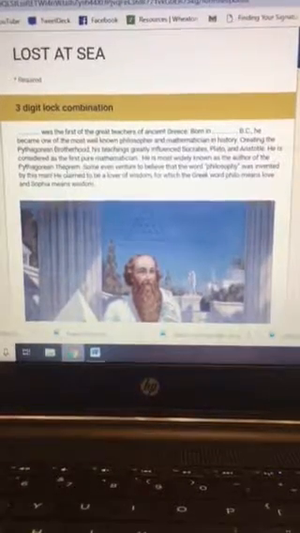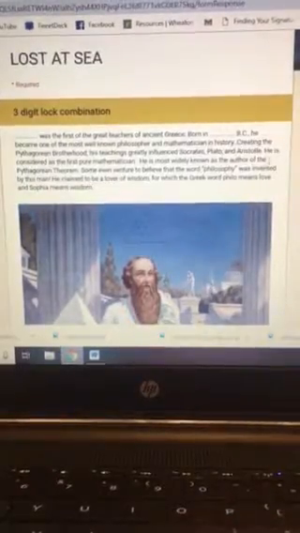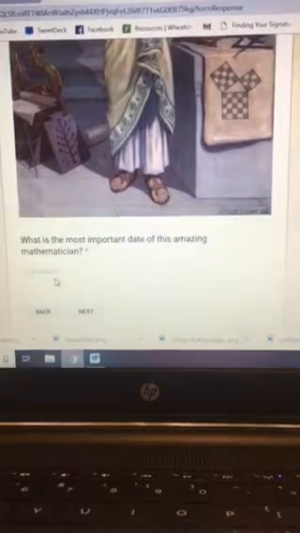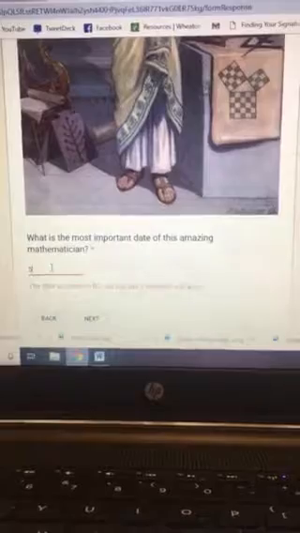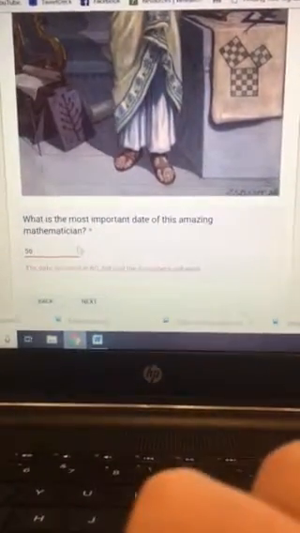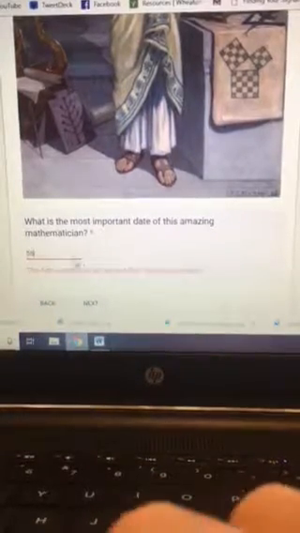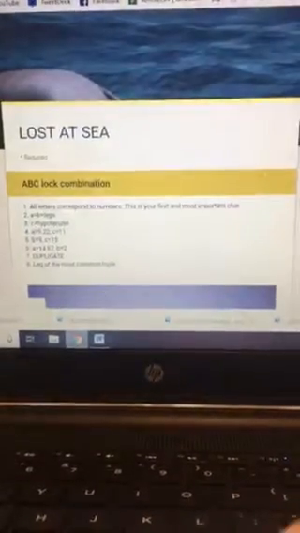So they can go online and search for who he is, and then they need to figure out when he was born. The question is, what is the most important date of this amazing mathematician? 569, that's when he was born. And it was in BC, and you can see when they don't quite have the correct answer, I always have clues. So the date incurred in BC, but this is just a 3-number, so 569 will work, and then they get to move on.